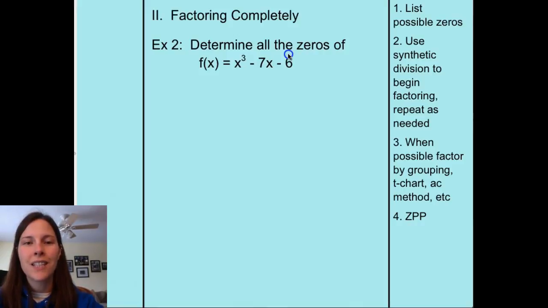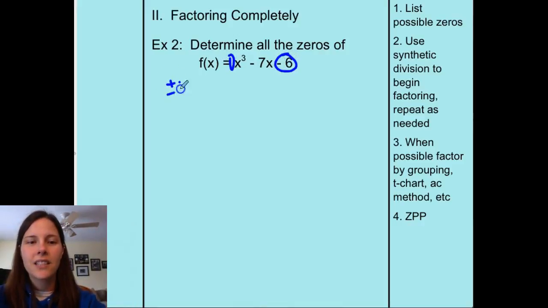So this function is a cubic. It does not factor with the t-chart or the AC method. And since there's only 3 terms, it does not factor by grouping. So we will use synthetic division. We will guess and check based on the list that we come up with from the rational root theorem, and then see if we can continue to factor with the methods that we know. Starting off, our constant is 6, and our leading coefficient is 1, so this is going to give us the exact same list that we got on that first example, all of the factors of 6, positive and negative.